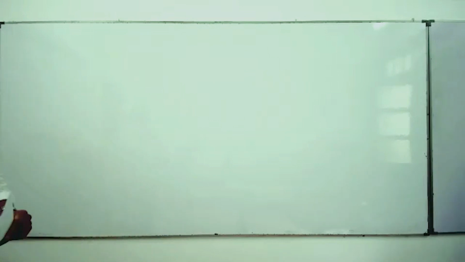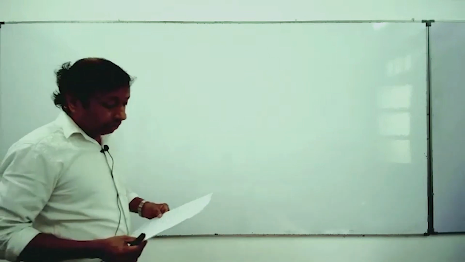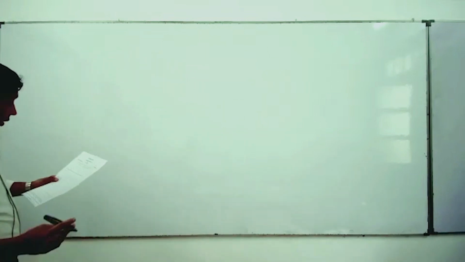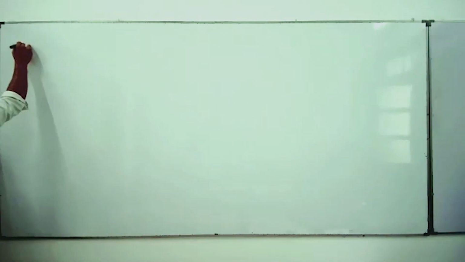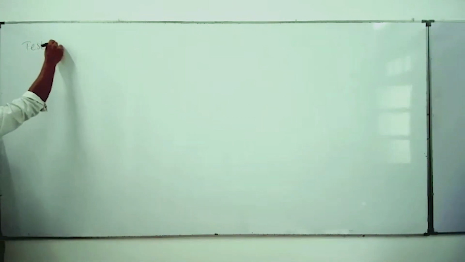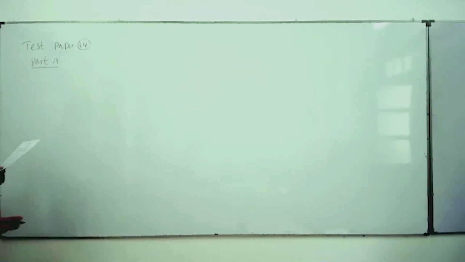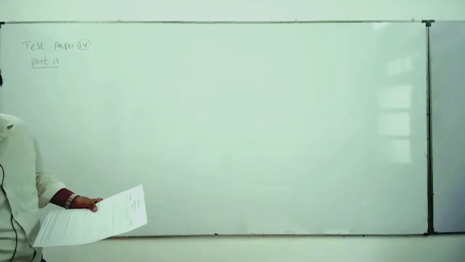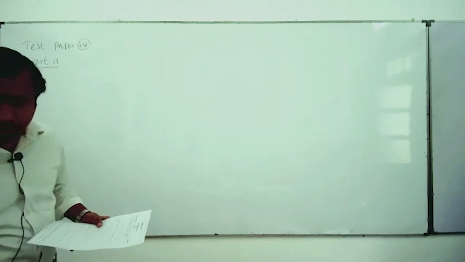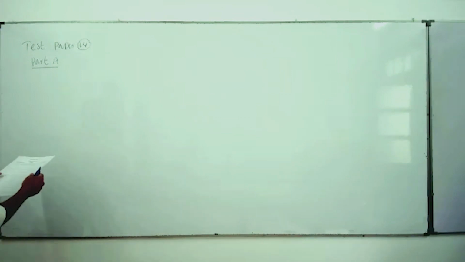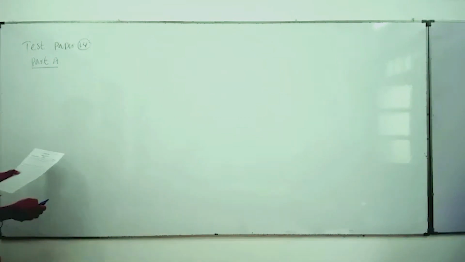Now, test paper 14, part T. Question number 1 says the equations of the perpendicular bisectors of the sides AB, AC.